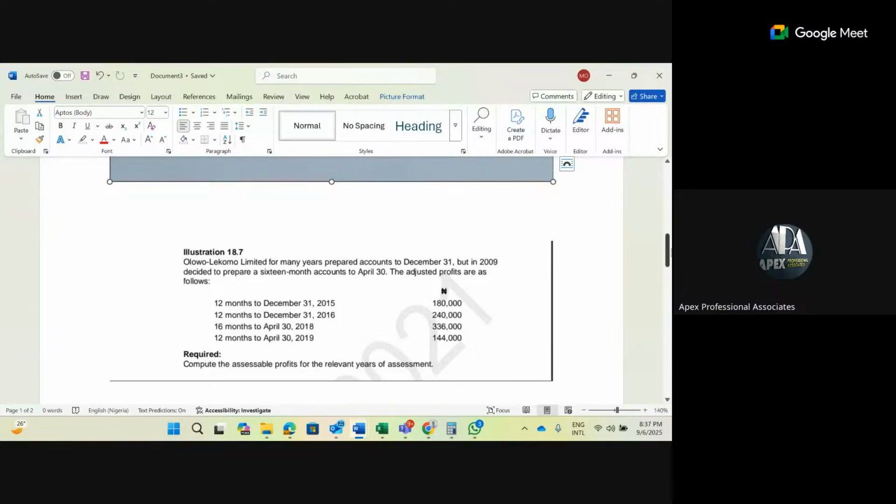So I need to tell us this, that when it comes to change of accounting date, a particular question when they want you to apply change of accounting date, when they are telling you to compute the assessable profit, they are not going to be telling you that, oh, this question is going to be a question on change of accounting date. But how do you know that, oh, as per this question, I'm supposed to apply change of accounting date? How do you determine that? How do you know that?